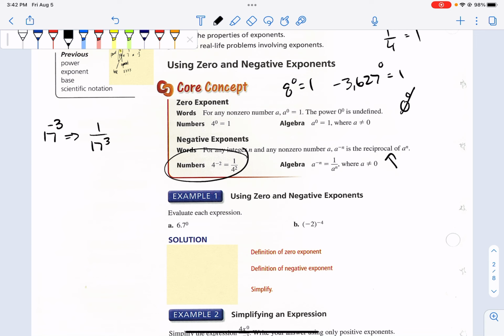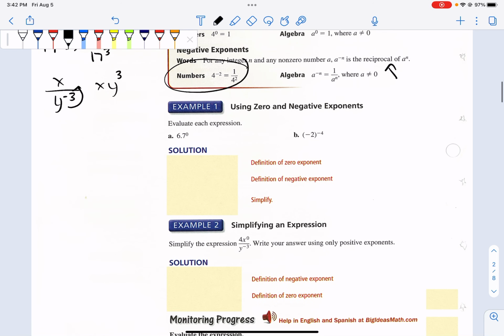If I have a negative on the bottom, let's say I have x on top and I have y to the -3 on the bottom, I can move that to the top and that becomes x times y to the 3rd power on top. Now there's nothing left on the bottom. I'm allowed to do that. I can move the y to the 3rd power on top and get rid of the negative sign, okay? You can move anything up or down and you can change that negative to do so. So here are some examples.